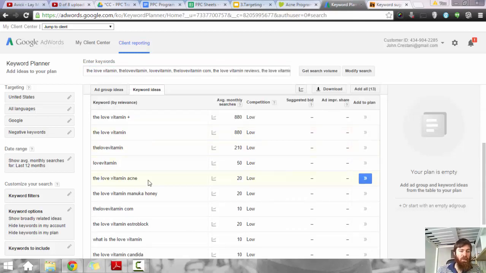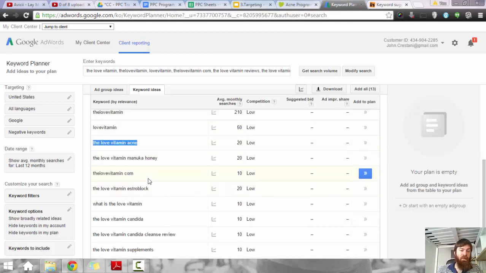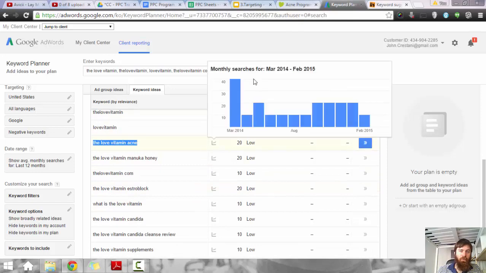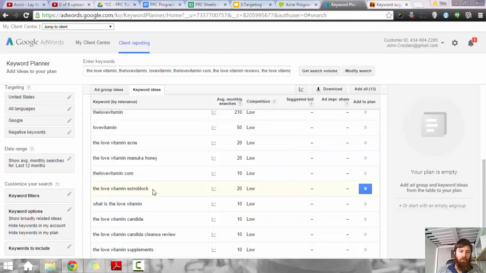And what we're seeing do, the love vitamin acne, so we already put in the love vitamin, but we didn't put in any of these. So we're going to throw all these in right now. I'm going to say love vitamin acne.